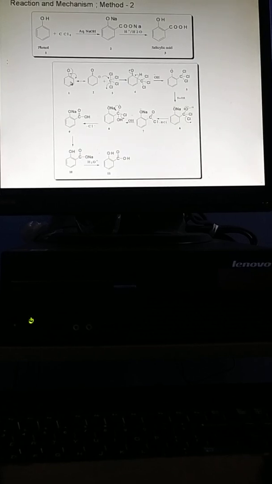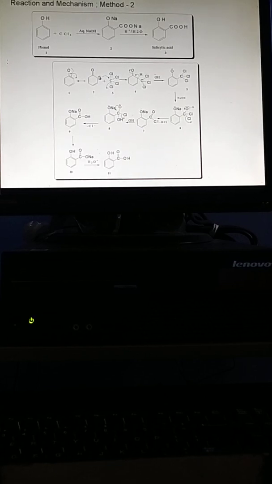Now we will see the mechanism of this reaction. So here we have the phenoxide anion. There is a movement of electrons. The second position becomes electron rich here. Then the carbon tetrachloride, so carbon is bonded to 4 chlorine atoms.